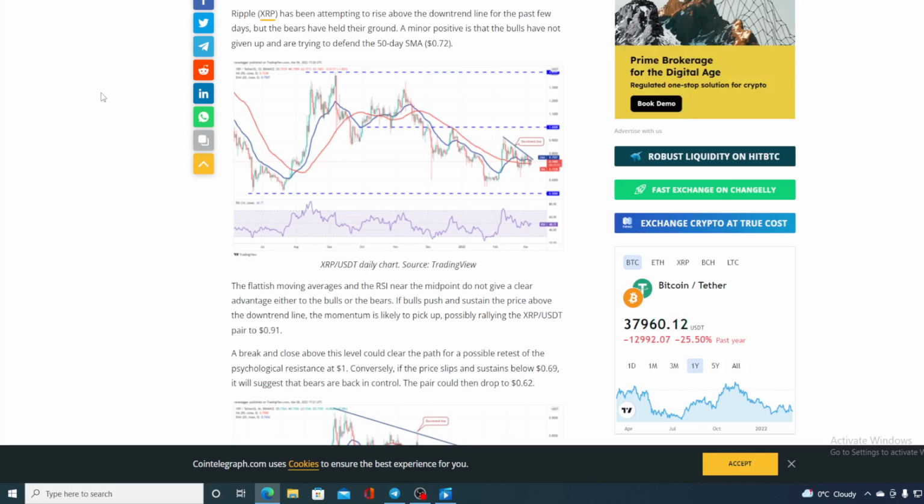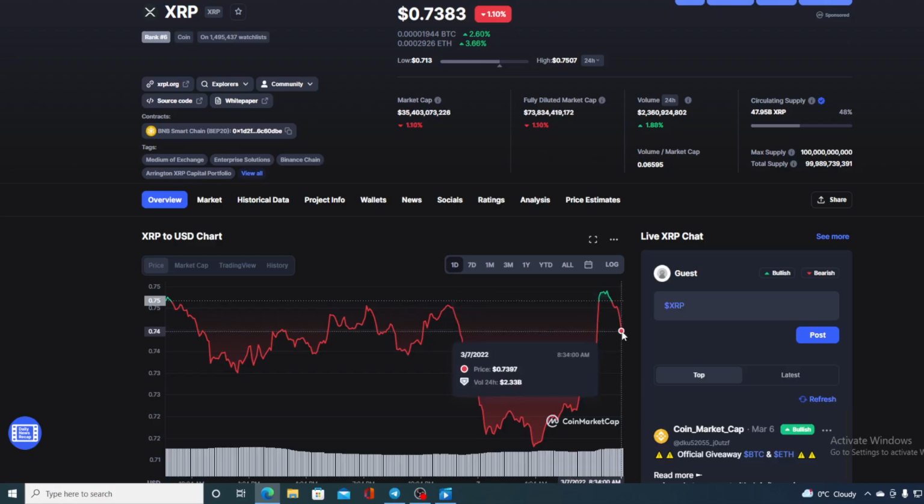The flattish moving averages and the RSI near the midpoint do not give a clear advantage either to bulls or bears. If bulls push and sustain the price above the downtrend line, the momentum is likely to pick up, possibly rallying the XRP to USDT pair to 0.91. A break and close above this level could clear the path for a possible retest of the psychological resistance at $1. And check this out, guys. You can see that this over here, tiny little arch going upward, shows there is hope for it. And I am sure that during this week, we are going to be witnessing some great things happening regarding XRP.